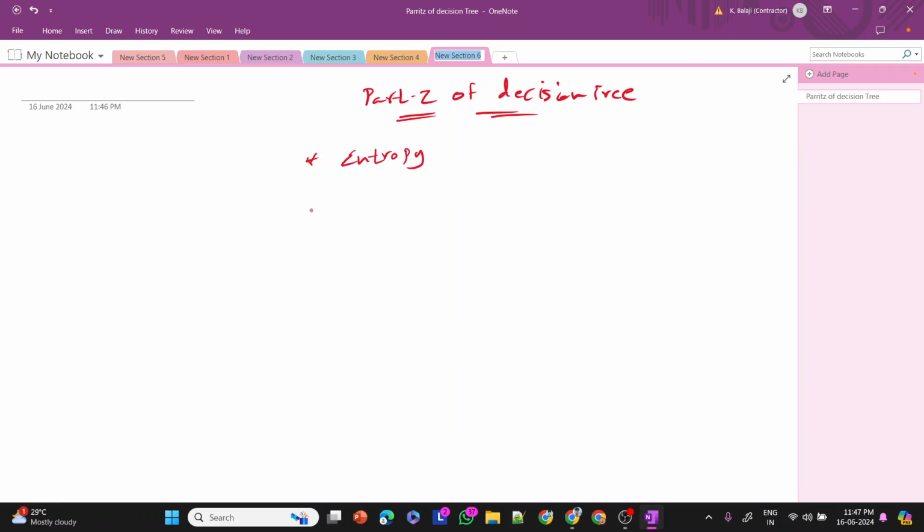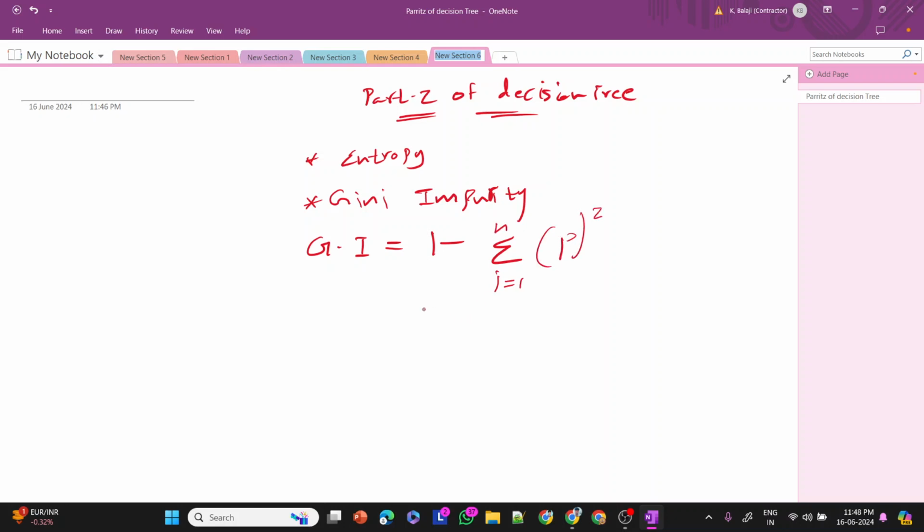Today we are going to see how we can check whether the node is pure or impure by using Gini impurity. The formula for Gini impurity is 1 minus the summation from i equals 1 to n of probability squared. This is the formula for Gini impurity.